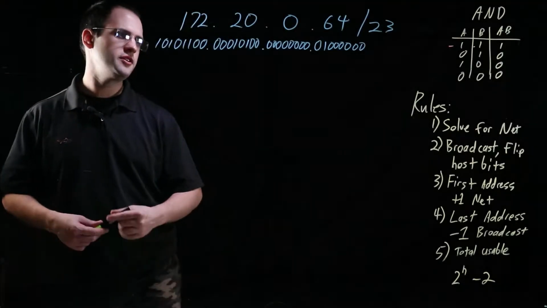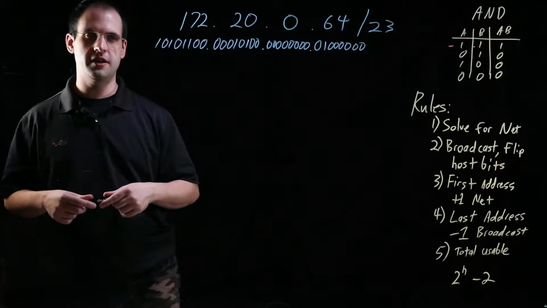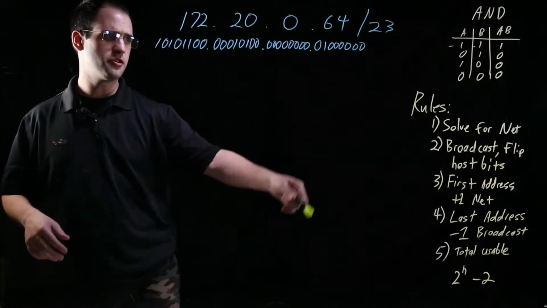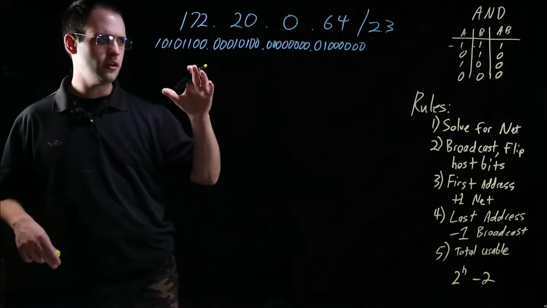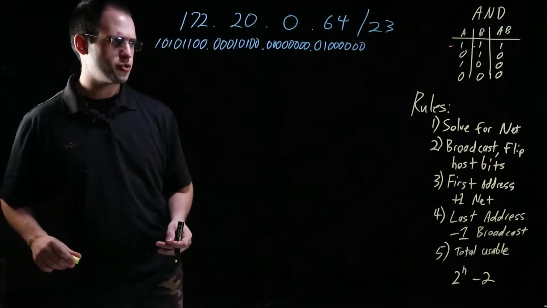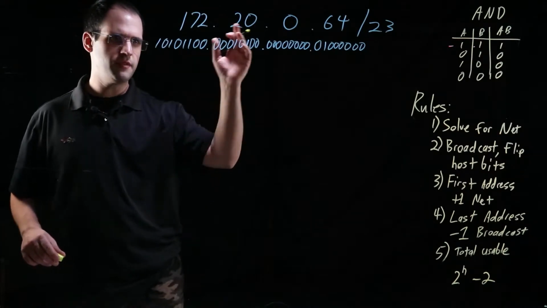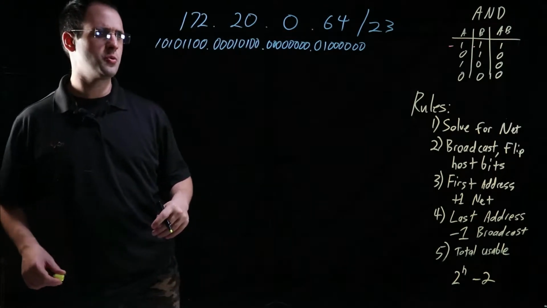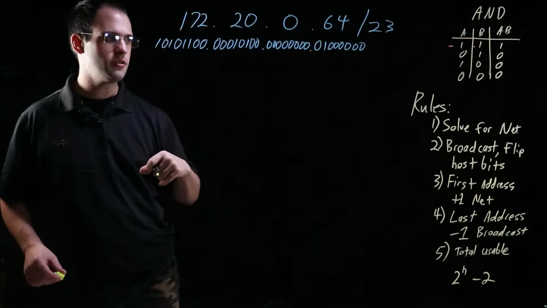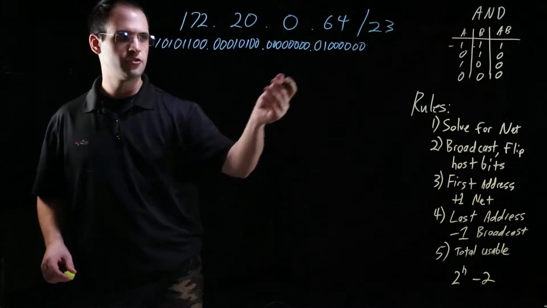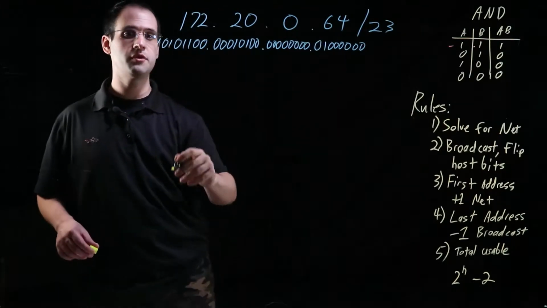In the last video, we did some classless subnetting. Again, we're getting into this classless range here. We're breaking away from that /24, that /16, and we are now going to subnet a /23 network. So I've given you this network, 172.20.0.64/23, and we're going to break this down. Again, 23 is 23 ones in my subnet mask.